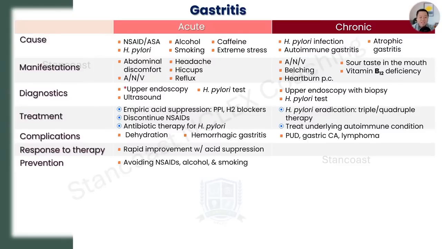Now, for the complications, this can lead to peptic ulcer disease, gastric cancer, or a mucosa-associated lymphoid tissue lymphoma. And the reason for that is because long-term inflammation of the stomach lining will increase the risk of these complications as well, particularly if the H. pylori infection is left untreated.